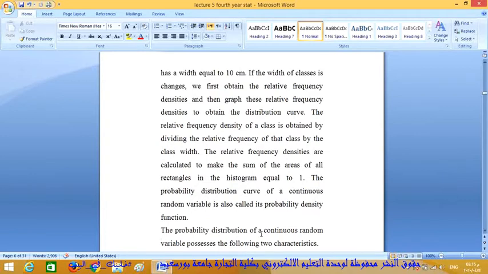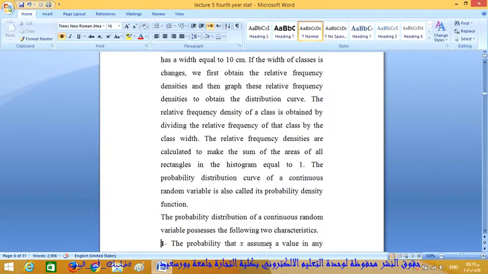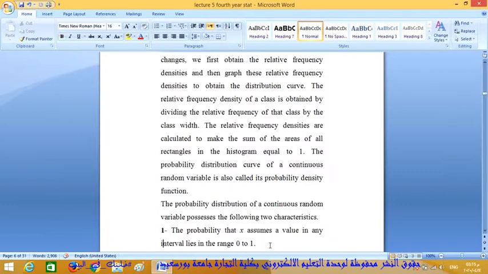now the probability distribution of a continuous random variable possesses the following two characteristics. As we did with the discrete probability distribution, more or less the two basic characteristics are the same. Okay, so the probability that x assumes a value in any interval lies in the range 0 to 1. So that means any probability is a fraction between 0 and 1. But the difference here is that it is a value in any interval, not a single value like the discrete case. Okay.